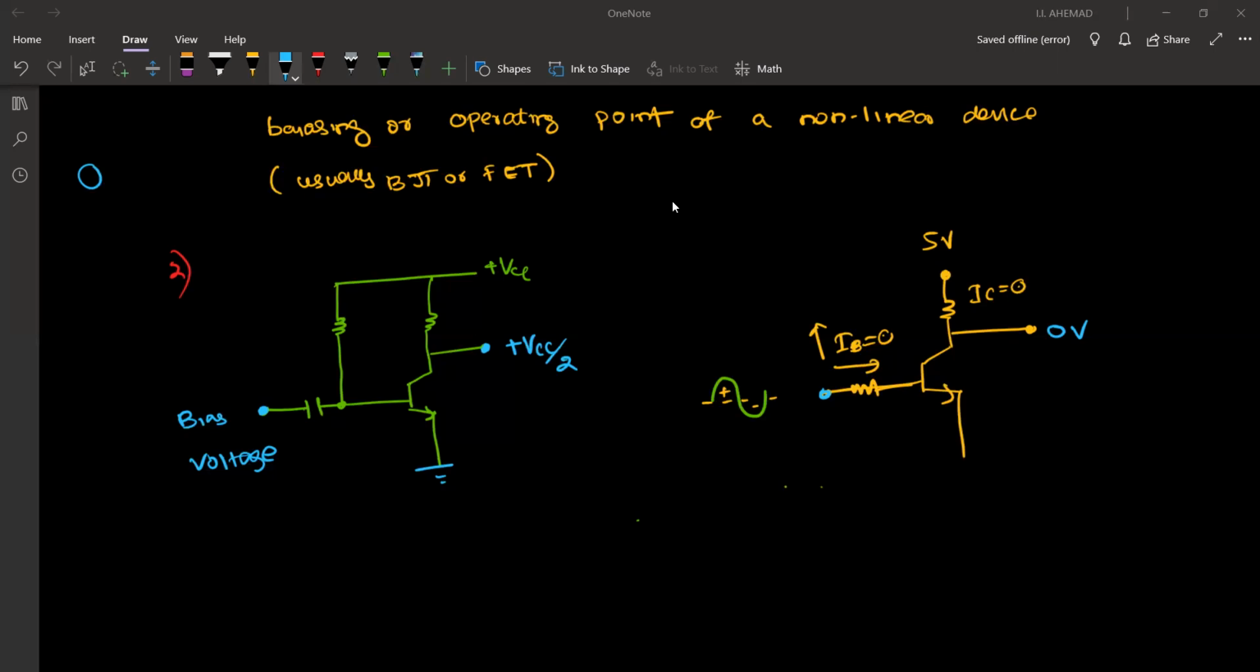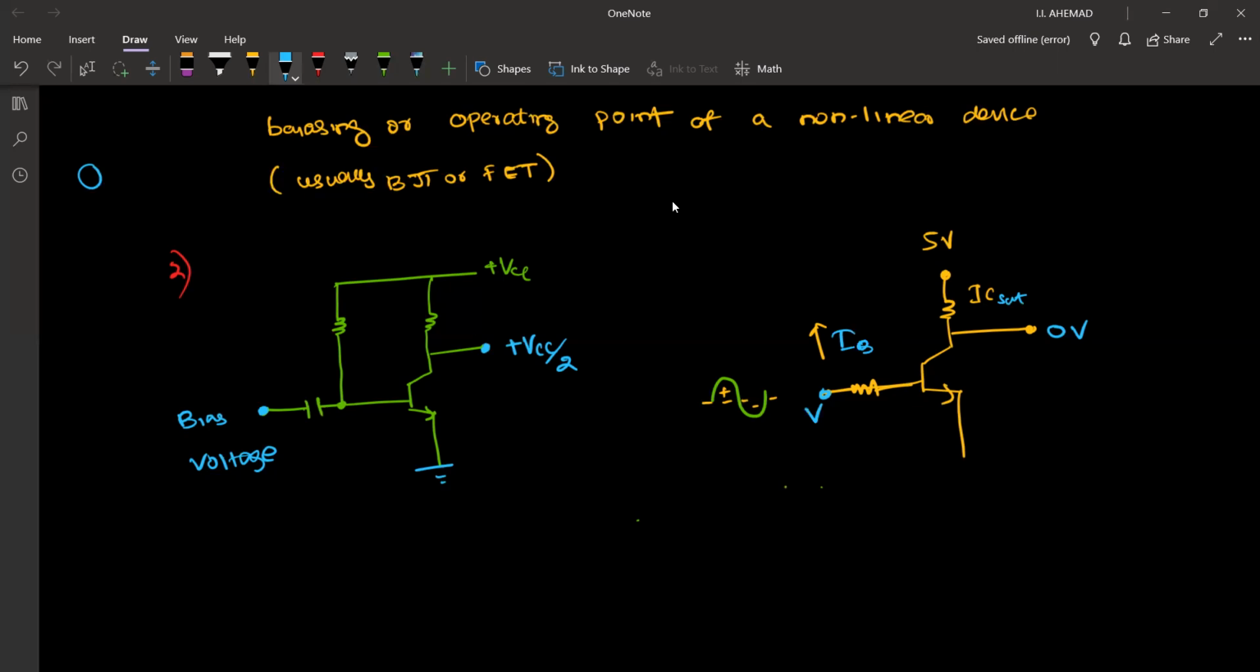Okay, so here, let's say now we have biased this. We have biased using a voltage where the current IB is maximum. Okay, we have a high IB current. For that high IB current, I will have IC current that is almost saturated current. For that saturated current, this voltage will go to its minimum value, 0 volt.